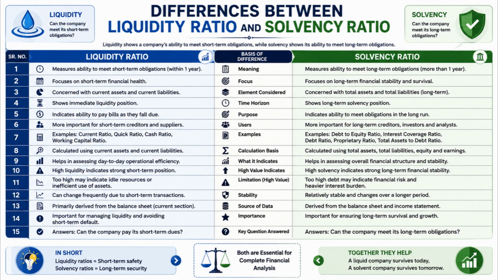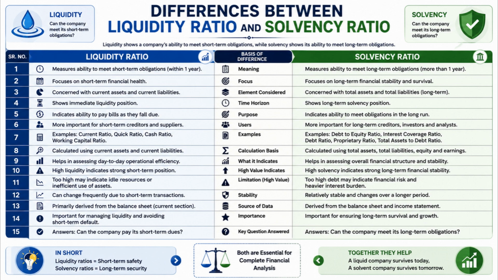Number 10. A high liquidity ratio indicates a strong short-term financial position, whereas a high solvency ratio indicates strong long-term financial stability. Number 11. Excessively high liquidity may indicate idle cash or inefficient use of assets, whereas poor solvency may indicate high financial risk and excessive debt burden. Number 12. Liquidity ratios can change frequently due to short-term business transactions, whereas solvency ratios are relatively stable and change over a longer period.